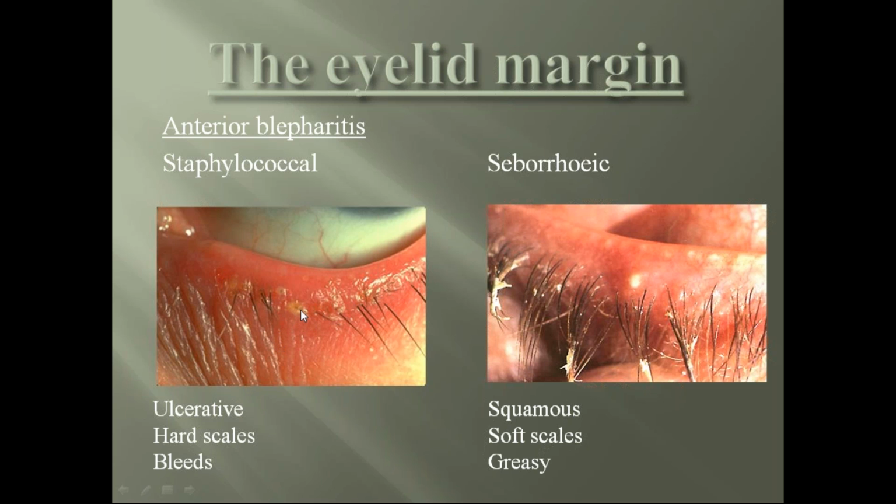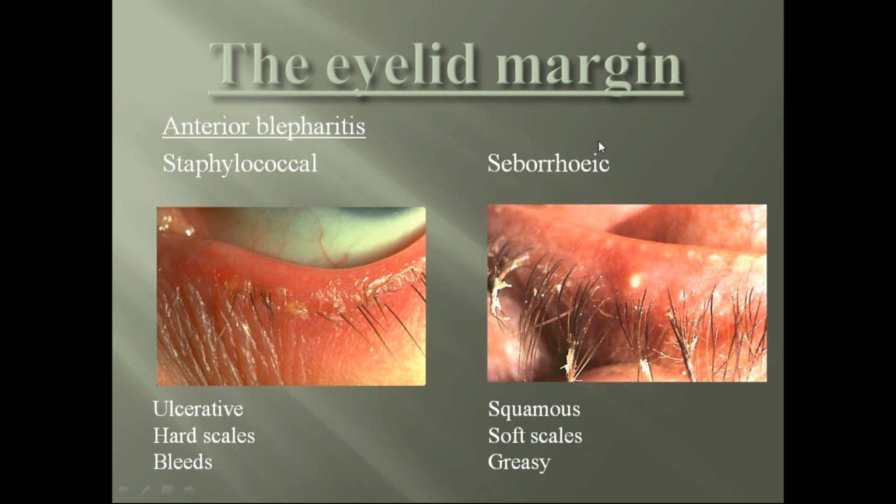There are hard scales which are stuck to the anterior lid margin, and when you try to pull them out, they bleed. Bleeding means it is not very heavy bleeding, just mild bleeding. And this example is called staphylococcal blepharitis.